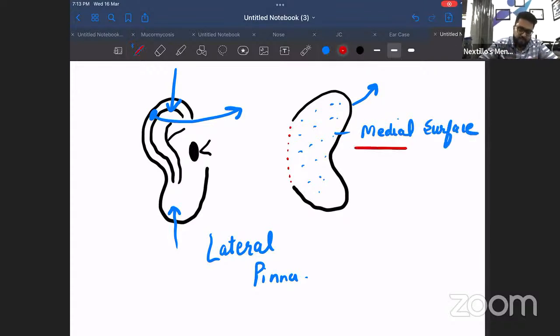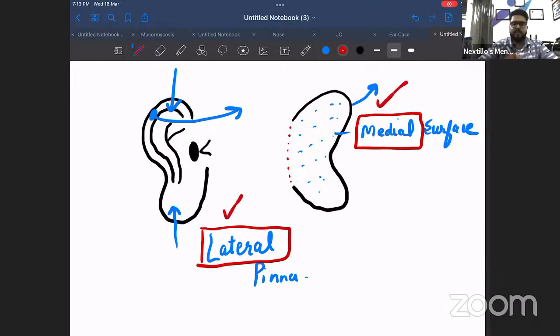So these terms become very important because now whenever somebody will ask you a question, it will be regarding the lateral surface of the pinna or the medial surface of the pinna. Okay. Now this pinna is made up of cartilage.